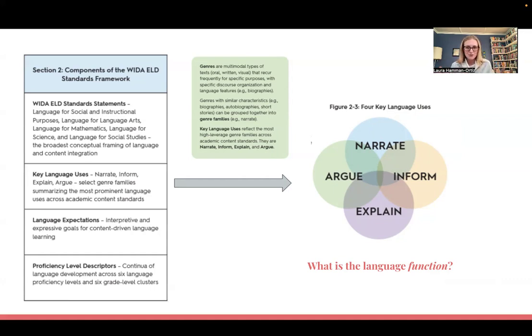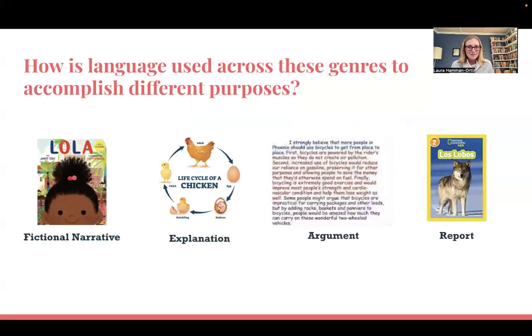This is how the standards are then grouped, thinking about using language to argue, using language to narrate, using language to inform, and using language to explain. And the 2020 standards were designed with a functional perspective in mind. So they talk about genres, which are any kind of text types that share a characteristic. So we might think about these different genres and how they're used to accomplish different purposes, and then the language that's used in them.